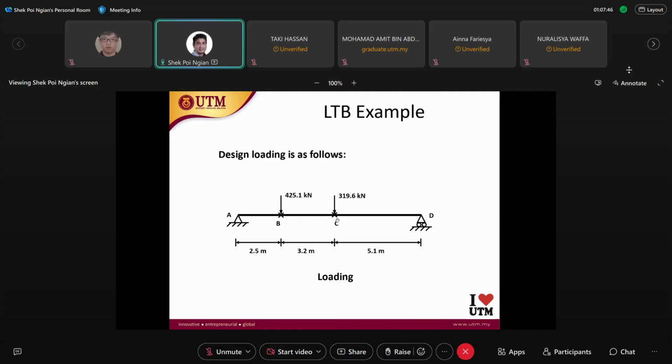At the same time, the load comes from the secondary beams. So we calculate the reactions. We get 425.1 kilonewton and 319.6 kilonewton for our primary beam. We have two point loads here. Segment AB is 2.5 meters, segment BC is 3.2 meters, and segment CD is 5.1 meters. This is given in the question.